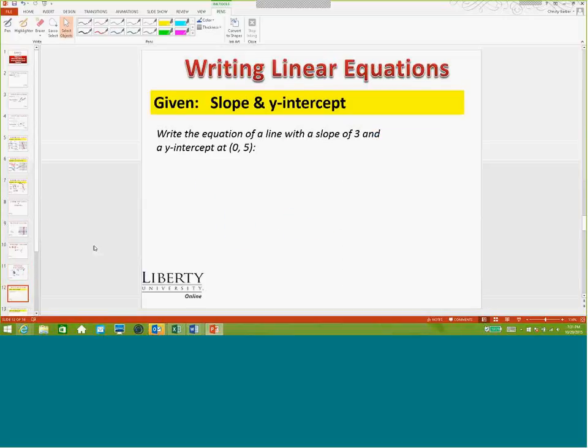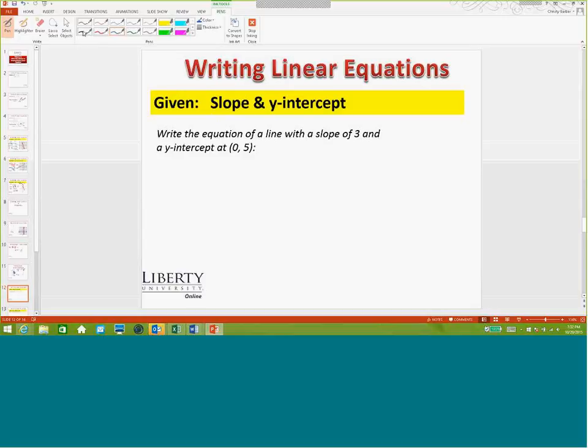Now, writing linear equations. This brings us into just everything that we've talked about up to this point; you're going to use it when you write a linear equation. The first scenario is you want to write an equation of a line if you know the slope and know the y-intercept.